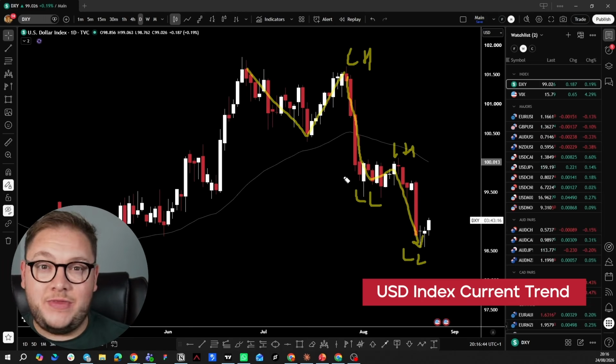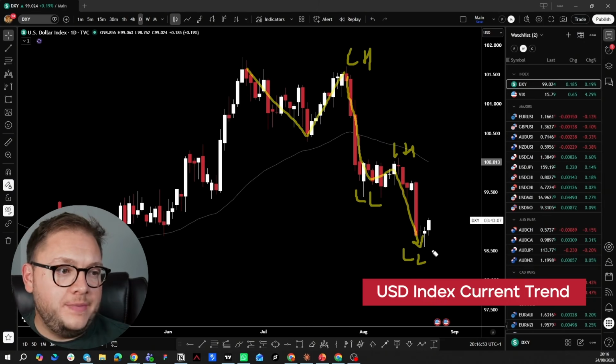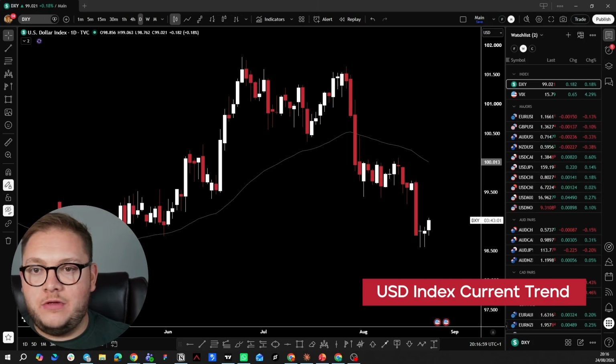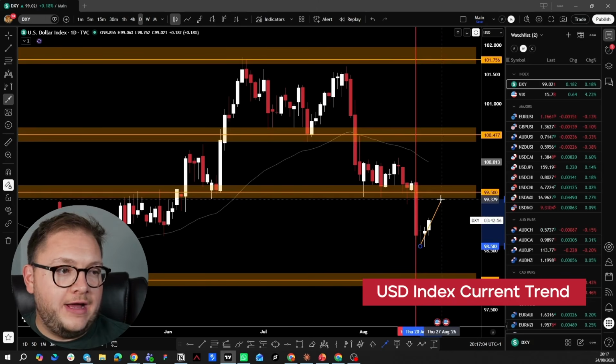However, there are some things that could potentially prop up the US dollar going into this trading week. Now, from a technical perspective, we are potentially now in what's known as phase 2 of the trend. When the market moves into a phase 2, we want to be looking for opportunities on a pullback.